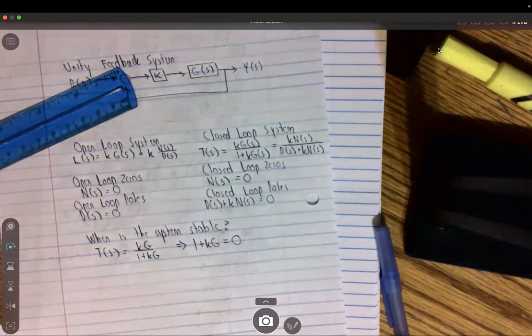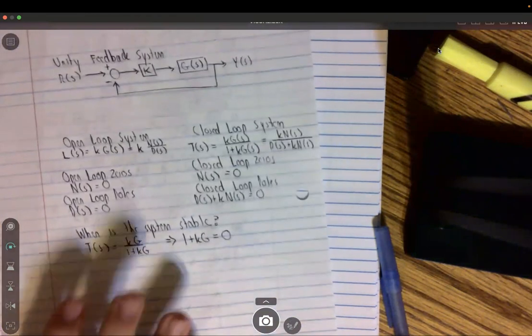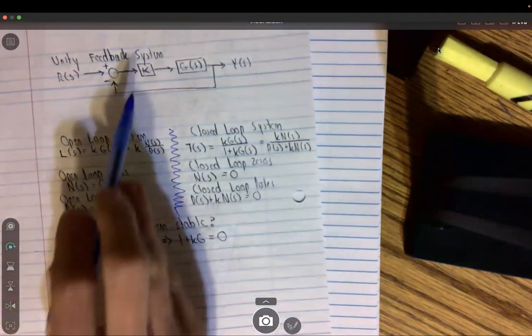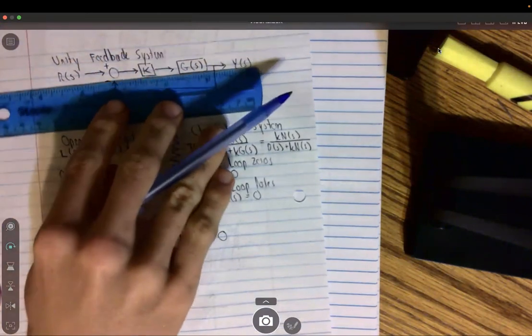And so let's do an example for a unity feedback system to see how this comes into play, because here's a lot of definitions. And you have to distinguish these two, because this deals all with the open loop system, which we see here is when we don't have the feedback.